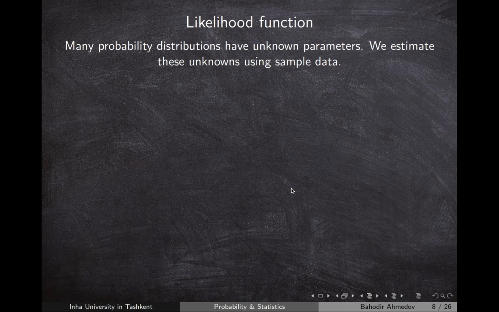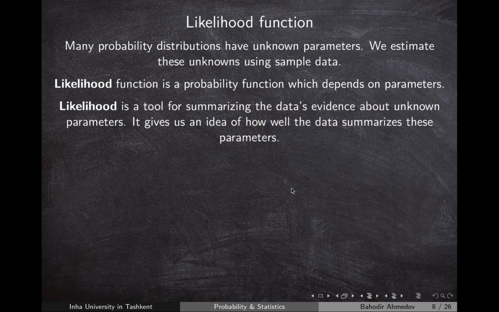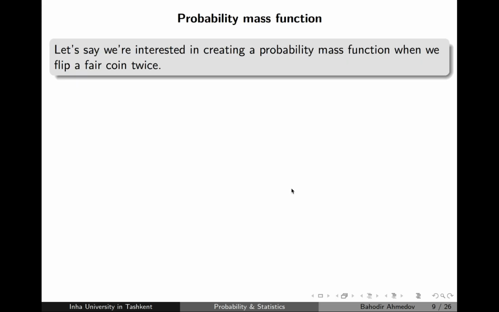Before we start, we're going to define the likelihood function. Many probability distributions have unknown parameters. We estimate those parameters using the data obtained from the sample. The likelihood function is the probability function which depends on the parameters. It's a tool which summarizes the data using some unknown parameters. In order to show exactly what the likelihood function is, let's consider an example.